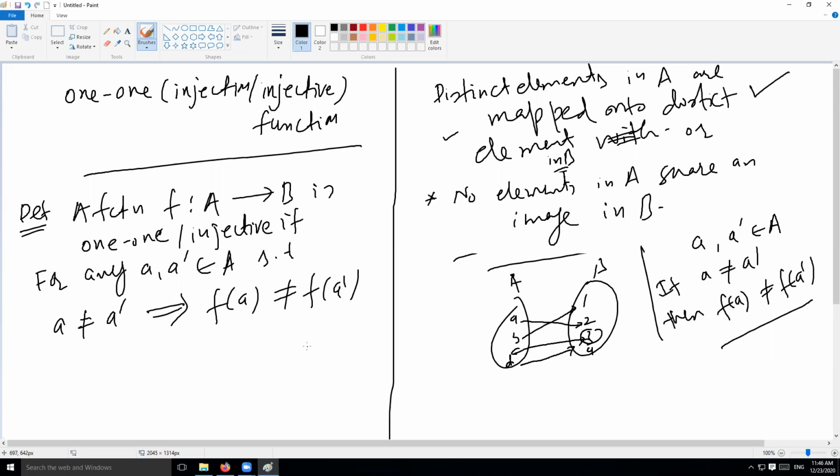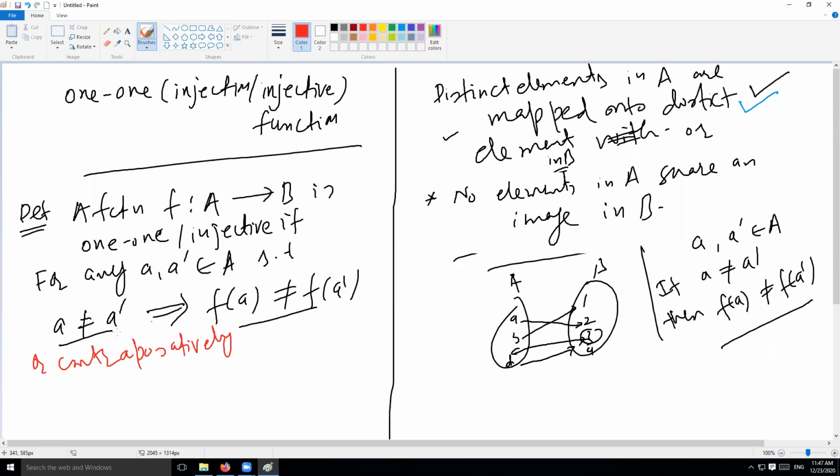Do you agree with me? That this is a correct description of, you know, that distinct elements have distinct images. Ye theek hai? Yes, sir. Theek hai? Okay, good. But, you know, it is our habit to always write things in positive form. Now, this statement is in the negative form, actually. So how can I write it in the positive form? Or contrapositively, so here's the thing.